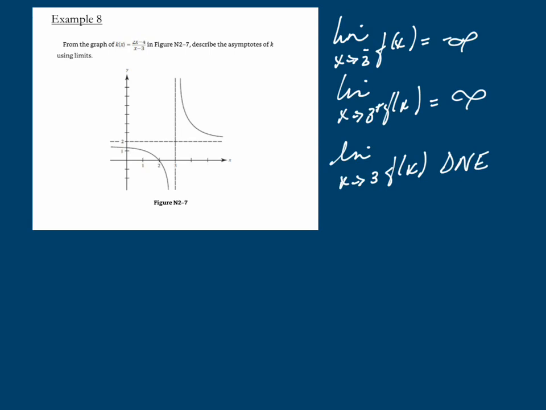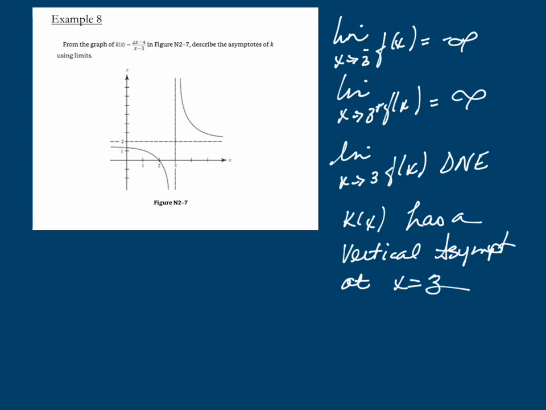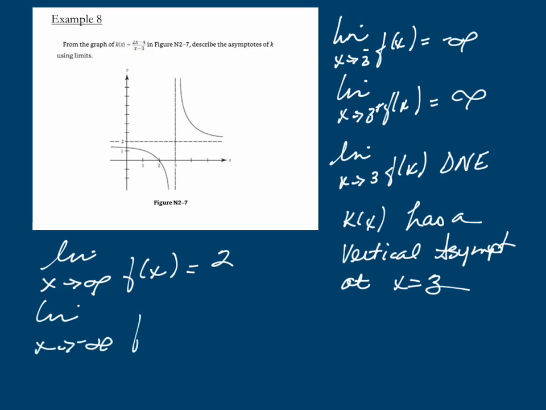And so we can say that f of x has a vertical asymptote at x equals 3. Now the horizontal, you're using end behavior as it goes to infinity. So the limit as x goes to infinity of f of x is equal to 2, isn't it? And the limit as x goes to negative infinity of f of x equals 2.